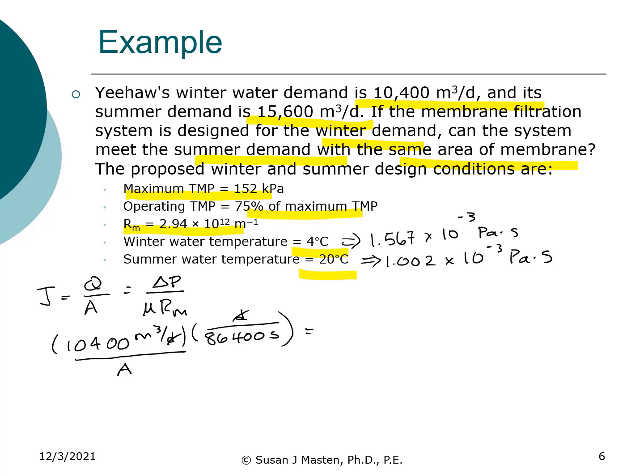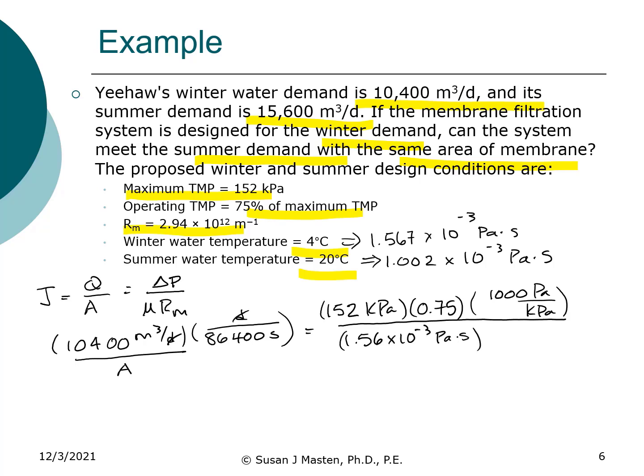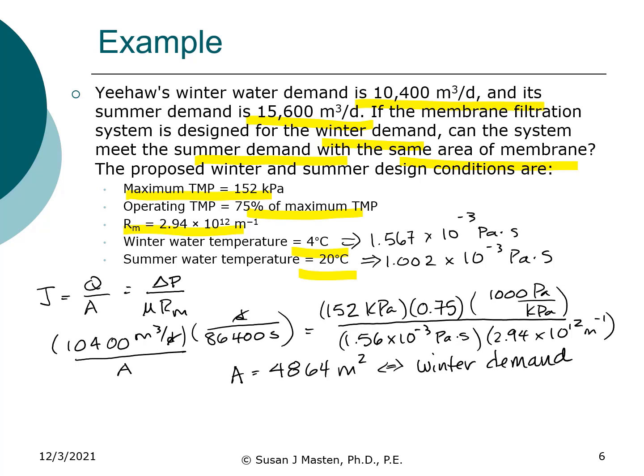That is equal to 152 kilopascals, but we're going to operate at 75% of that. There are 1,000 pascals per kilopascal. Divide that by the viscosity at 4 degrees. Remember, we've designed it for the winter demand. So 1.56 times 10 to the minus 3 Pascal seconds times 2.94 times 10 to the 12 inverse meters. And if we solve for area, that is equal to 4,864 meters squared. So that, remember, was designed for the winter demand. We can't change the area once we've designed it.